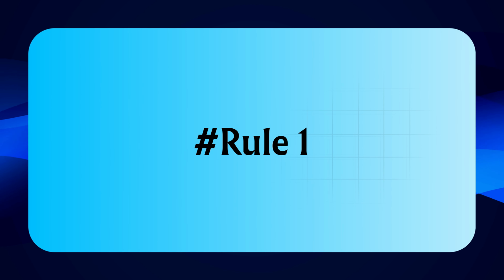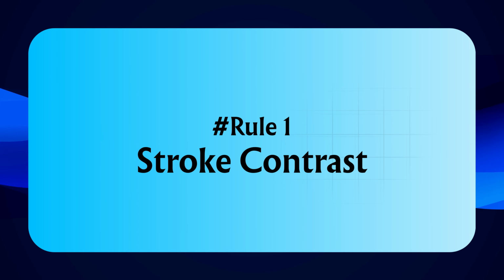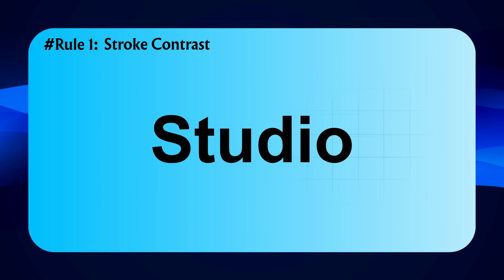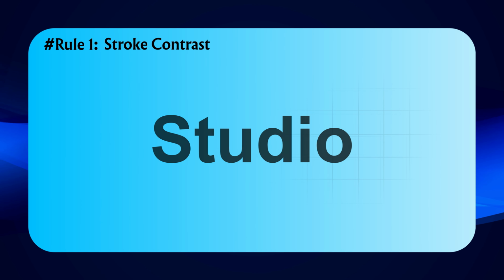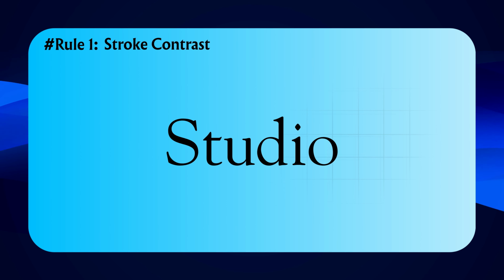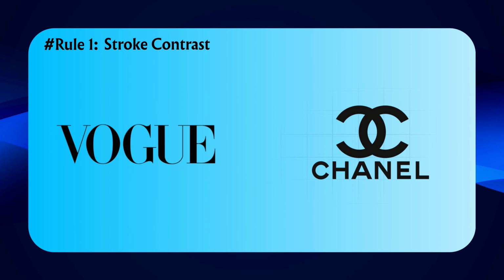Rule number 1. Stroke contrast. Cheap looking fonts like default Arial have the same thickness all the way around every letter. Flat, no personality. Expensive fonts have dramatic thick and thin strokes. That's the exact detail brands like Vogue and Chanel build their whole logo around.